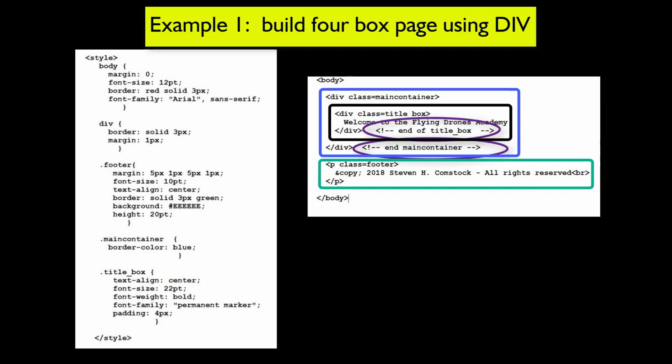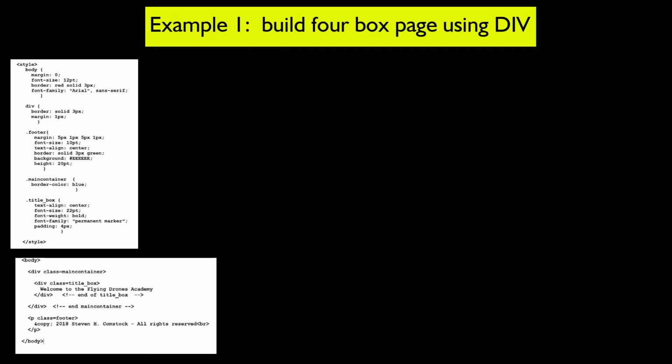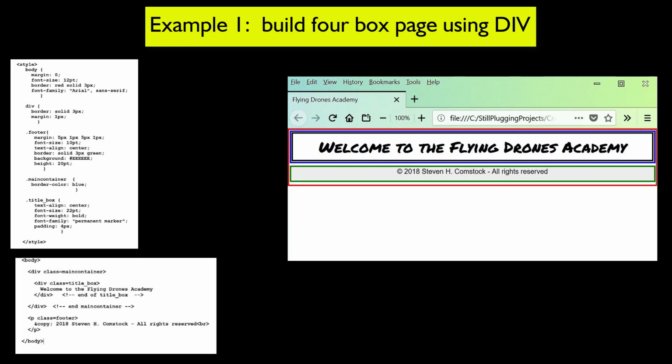Note, after each end div tag, I add a comment indicating which div tag this is the end for. This helps a lot when you nest div elements deeply. It helps to keep your start and end tags paired, preventing element overlap. Also, notice ampersand copy semicolon at the start of the footer paragraph. This is another of those character entity references. This one ends up displaying as a copyright symbol, useful since few keyboards have it. This much displays this way.